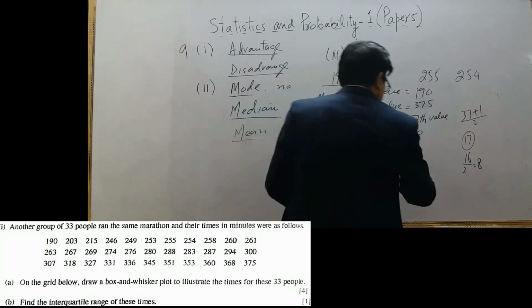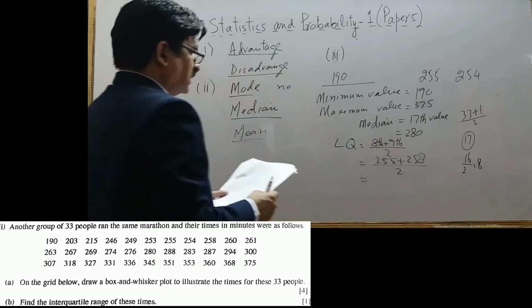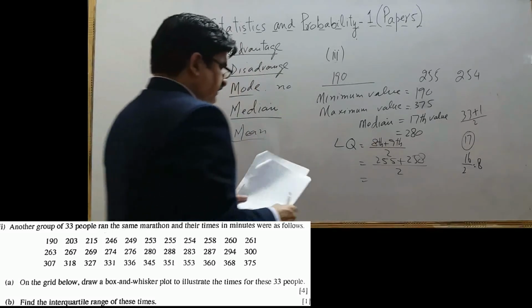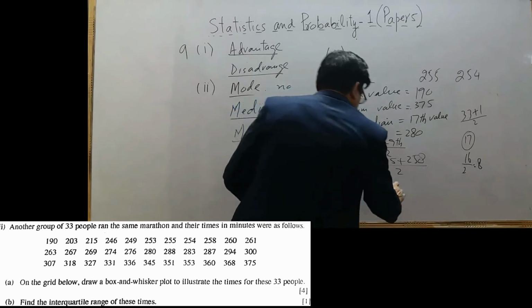And the next value is 258. So divided by 2. In this way you will find the lower quartile. 255 plus 258, divided by 2, so it is 256.5.